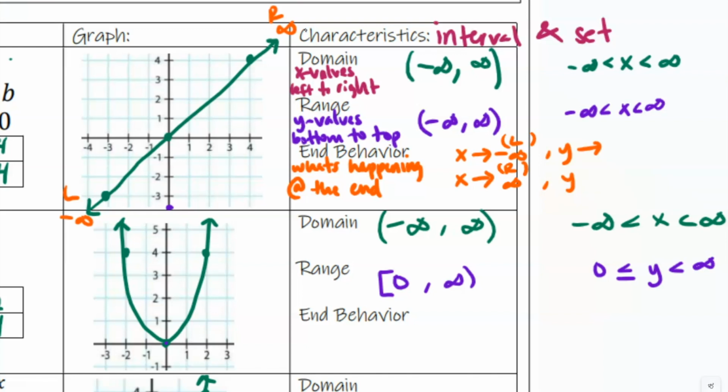Okay, once you know what left and right is, then you're just looking at what you wrote down here. So on the left, I have negative infinity, and on the right, I have positive infinity. And that's how you write end behavior: what's happening on the left and what's happening on the right.